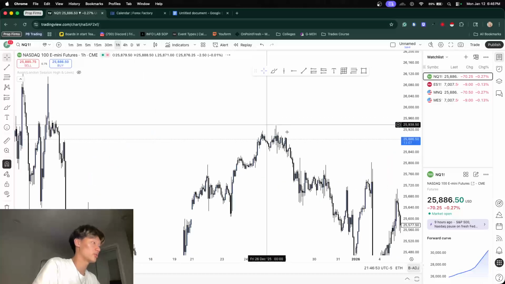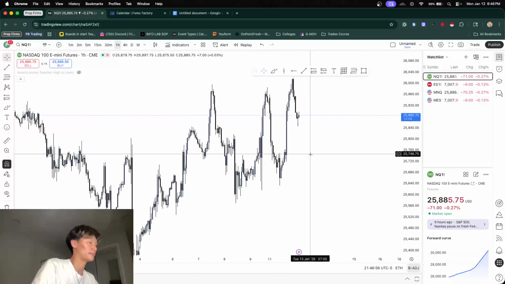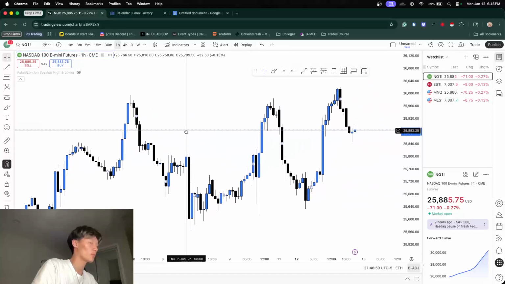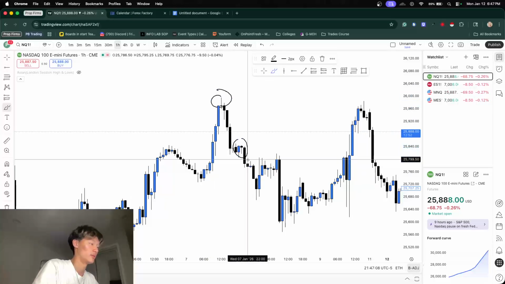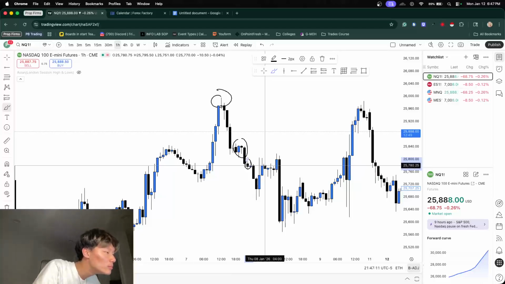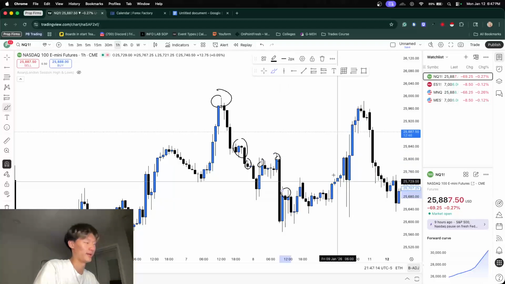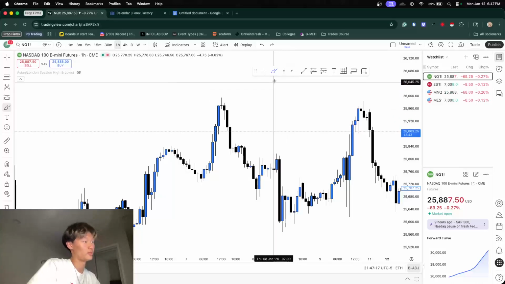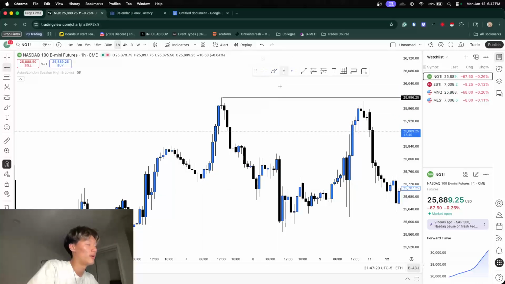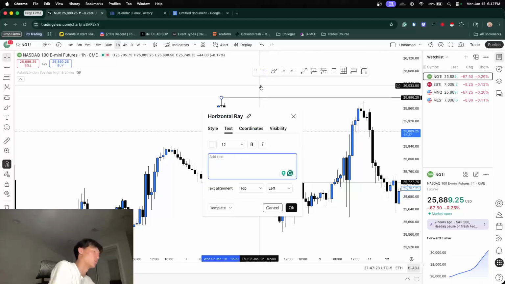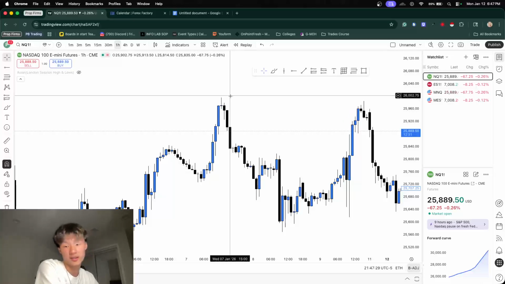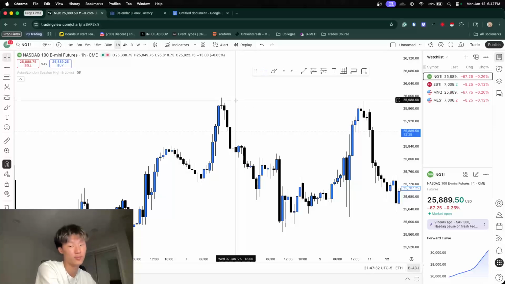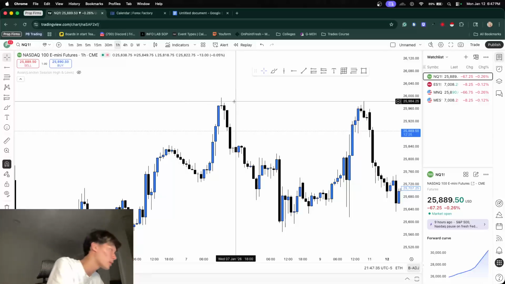So let's go over liquidity. Remember how we learned about market structure? Liquidity is normally sitting on swing highs and swing lows. So we have a high here, lower high, higher high, lower high. These highs and lows all have liquidity. Liquidity means orders sitting here. There could be a stop loss, a buy limit, or a sell stop just sitting here unfilled. Unfilled means it's not live in the market yet. It's just sitting there until price hits it.